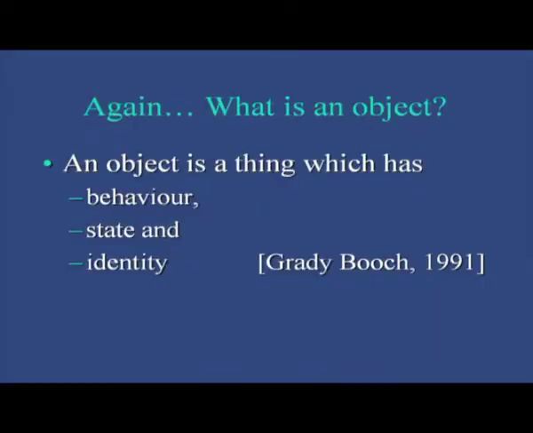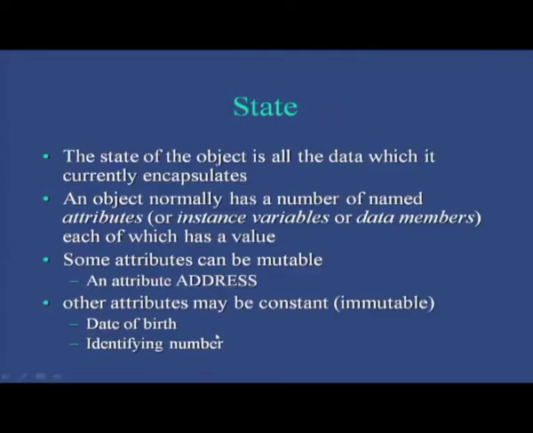So, what is an object? An object is a thing which has a behavior, state and an identity. This is what Grady Booch defined in 1991, and his method, which is so nicely defined and well expressed, has found its way as one of the top 3 methods in object oriented, which we will discuss as we progress. The state of the object is all the data which it currently encapsulates.